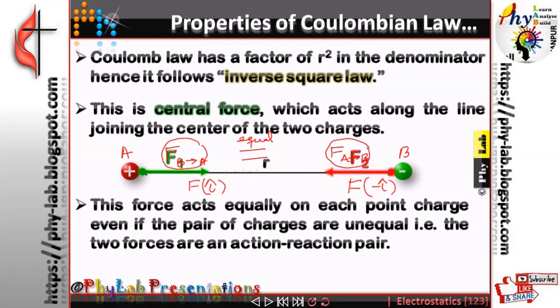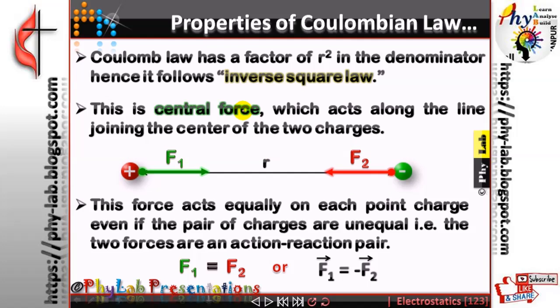So that makes the forces be referred to as an action-reaction pair. Both the forces are equal in magnitude, that is F1 is equal to F2, the force that B puts on A is equal to the force that A puts on B. Both the forces are equal in magnitude, but their directions are opposite to each other. So friends, that's what I mean when I say the forces form an action-reaction pair.